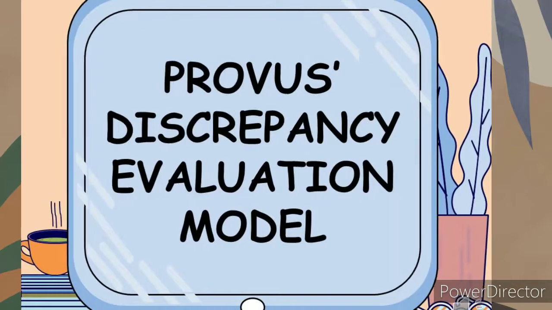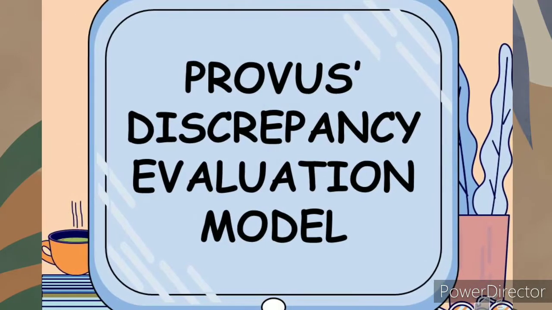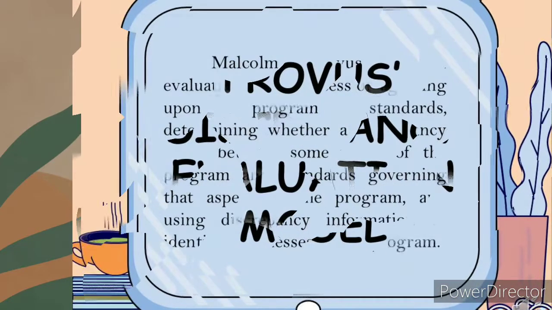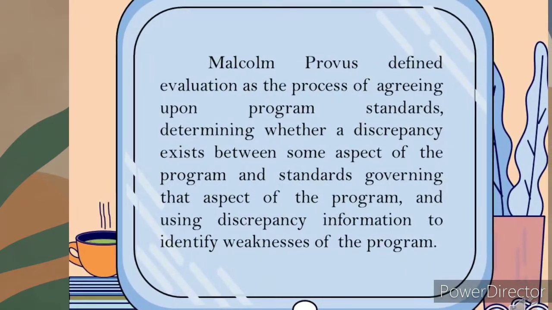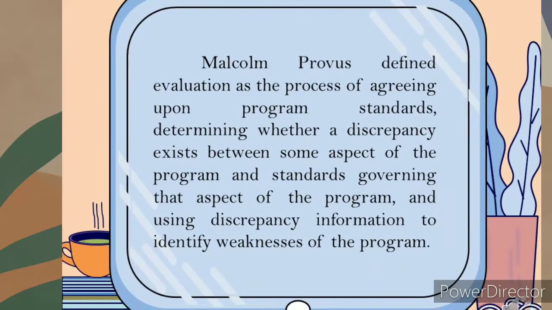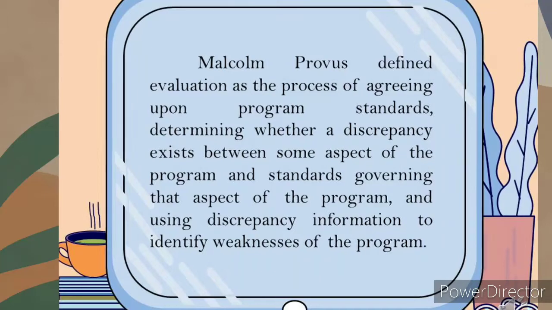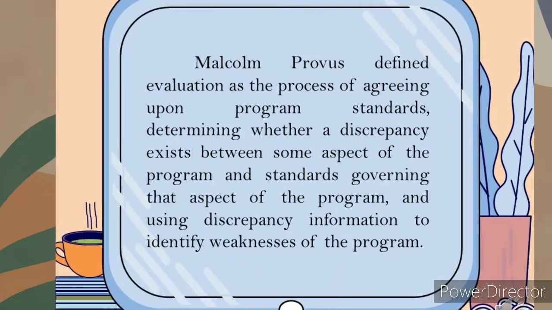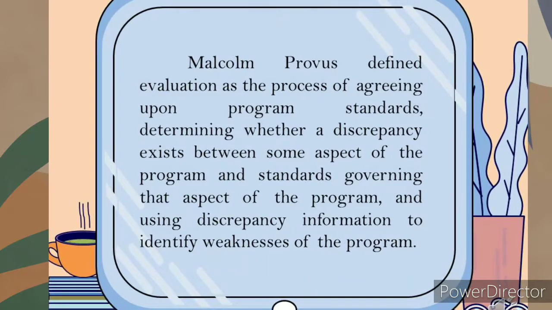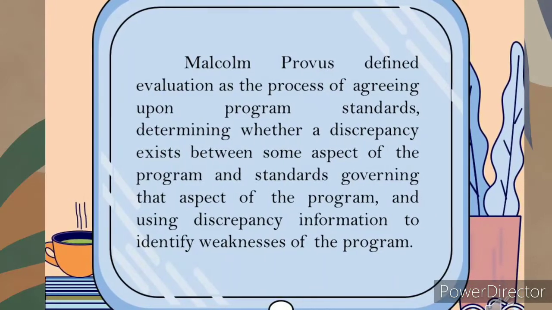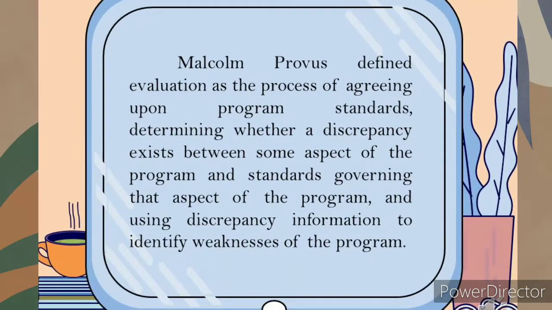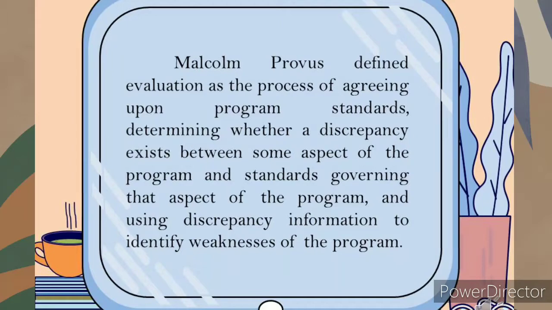The first evaluation model on our list is the Provus discrepancy evaluation model. Malcolm Provus defined evaluation as the process of agreeing upon program standards, determining whether a discrepancy exists between some aspect of the program and the standards governing that aspect, and using discrepancy information to identify weaknesses of the program. The Provus discrepancy model provides a basis for evaluating a program.